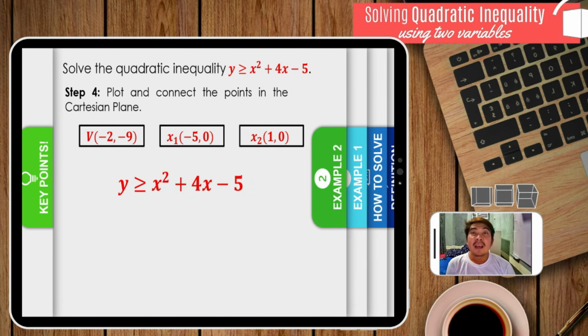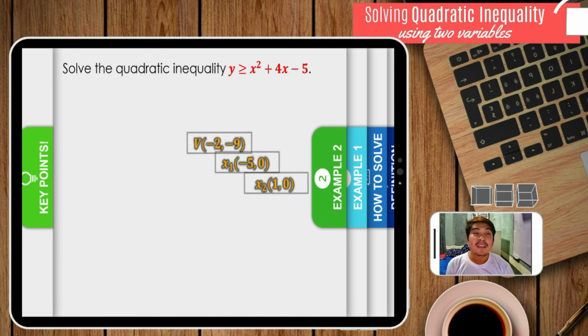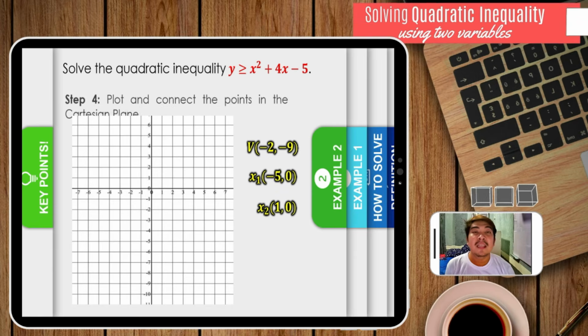Pero we should take note na ang given sa atin is y is greater than or equal to x squared plus 4x minus 5. Okay, so therefore, since the inequality symbol used may equal sign sa ibaba, we will be plotting the points using closed dots and connect them using solid line. So, ibig sabihin nun, lahat ng nasa parabola, nasa mismong line, will be included in the solution set. So, let us graph para mag-visualize natin.